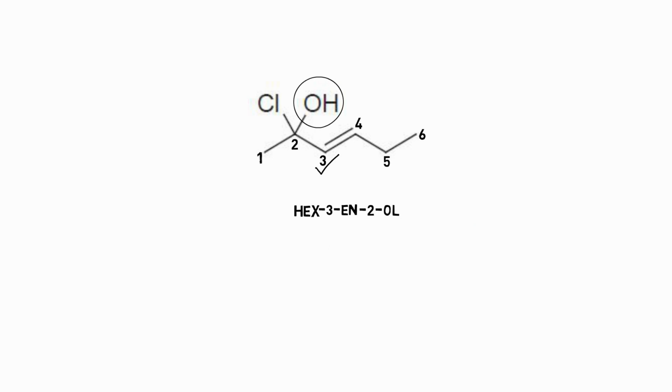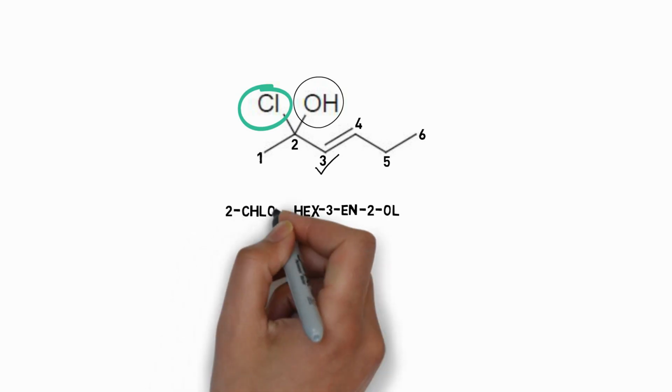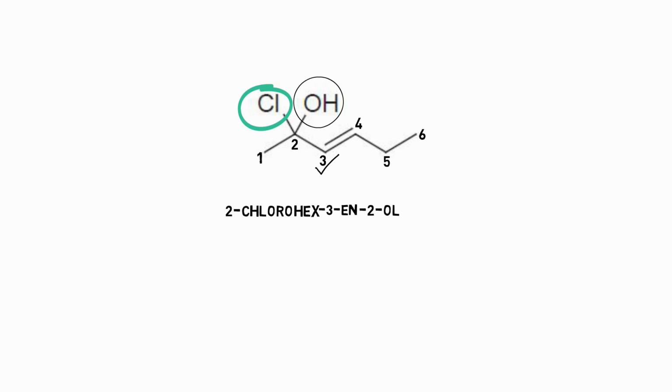Now, do we have a substituent? We do. That is chlorine. So we write this at the beginning. Chlorine is at carbon 2, thus it is 2-chlorohex-3-ene-2-ol. Remember, we put a hyphen between letters and numbers and a comma between 2 numbers. You will see in the next example.